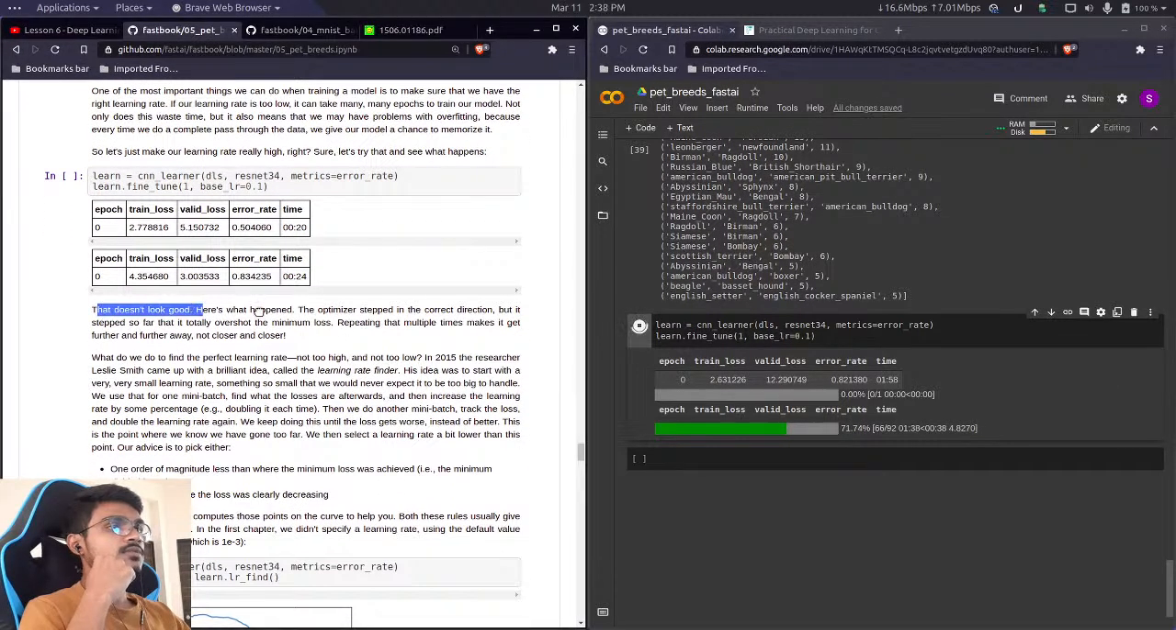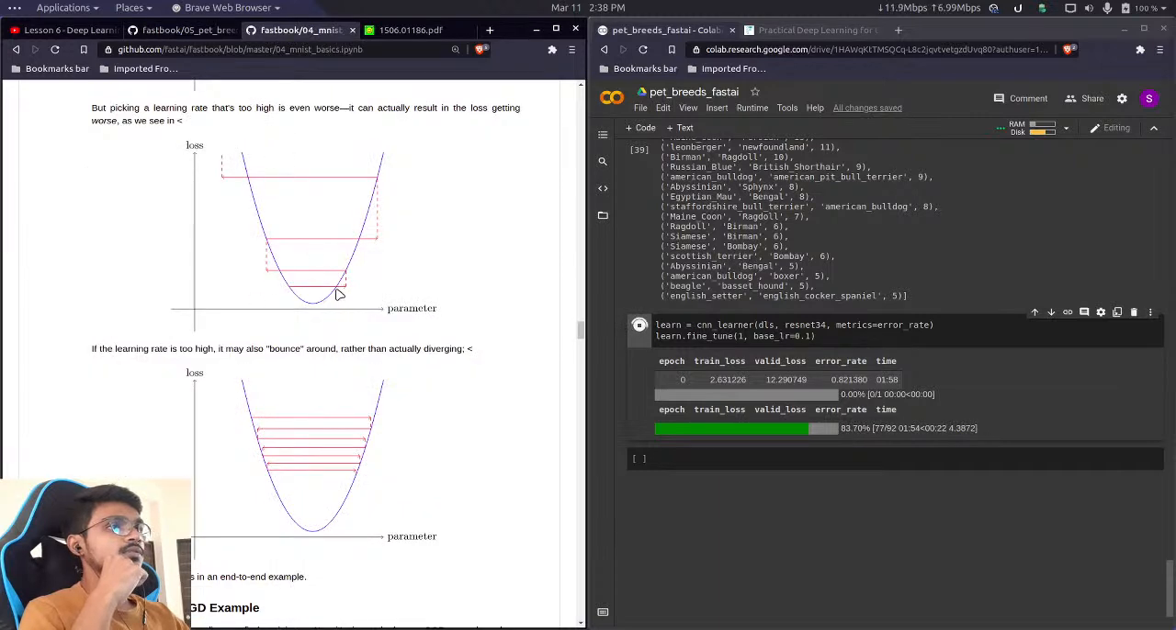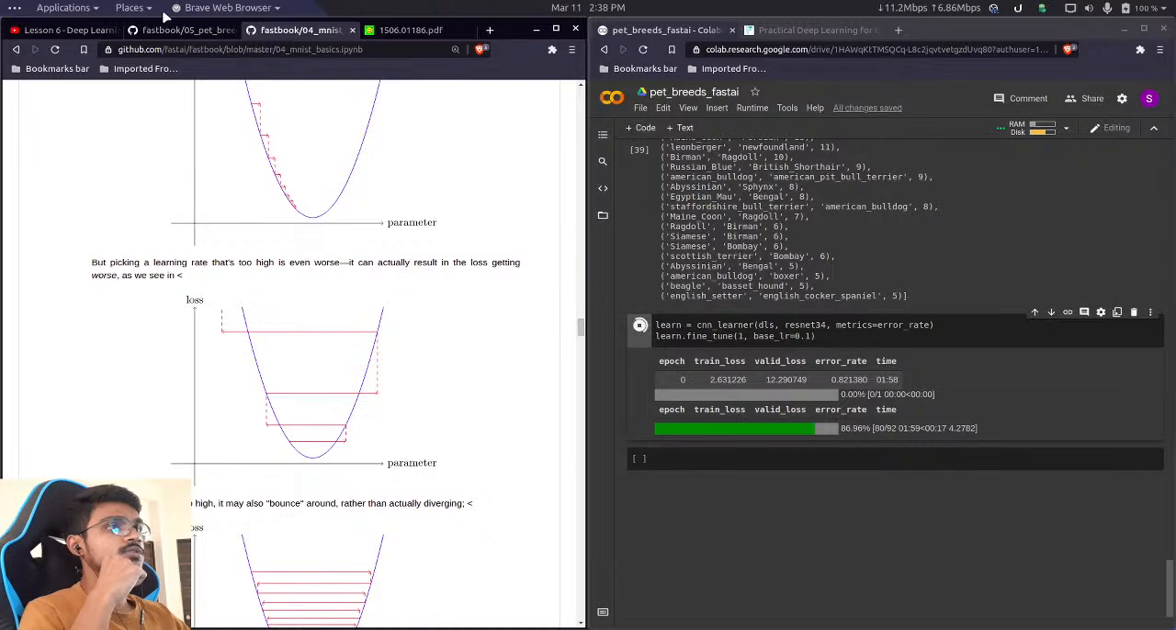Doesn't look good. Here's what happened. The optimizer stepped in the correct direction, but it stepped so far that it totally overshot the minimum loss. Repeating that multiple times makes it further and further away, not closer and closer.